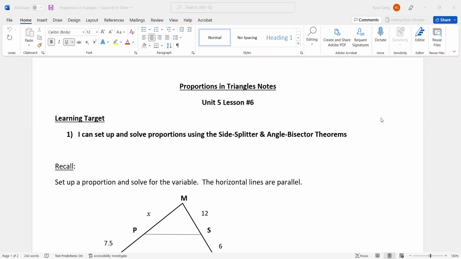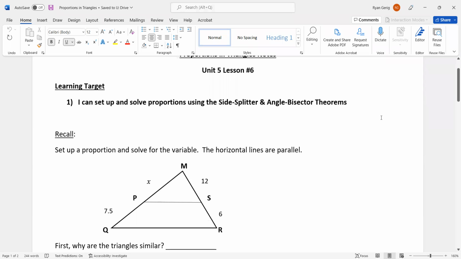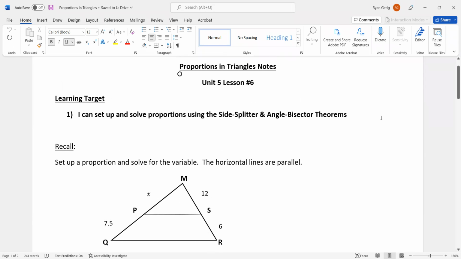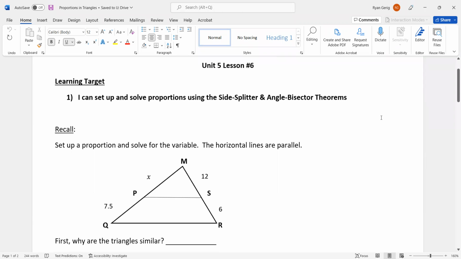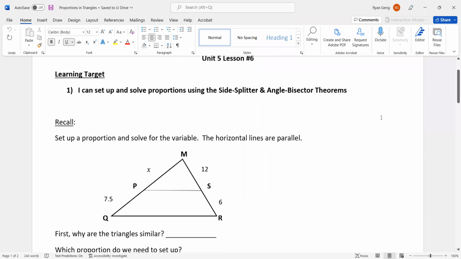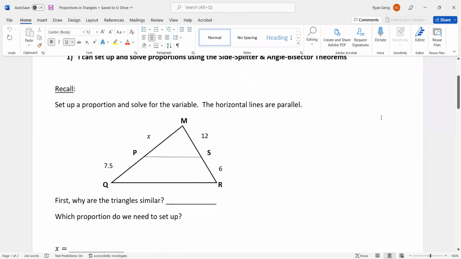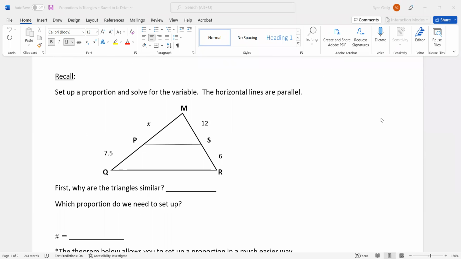Good news is a lot of people think this is much easier than the last two lessons that we've done. So a couple new theorems that happen in triangles. They're right there, side splitter and angle bisector theorems. But first thing we're going to do is a review problem, and it's going to tie into the side splitter. Set up a proportion and solve for the variable.